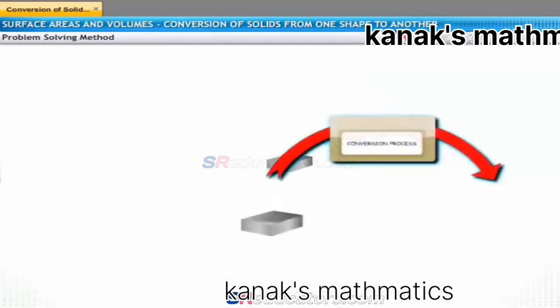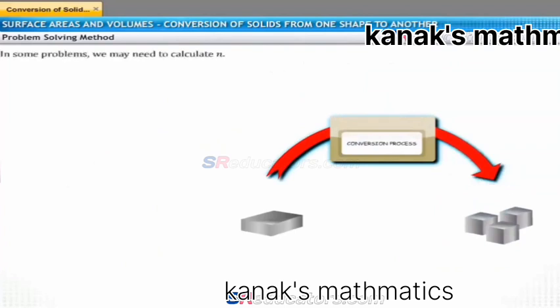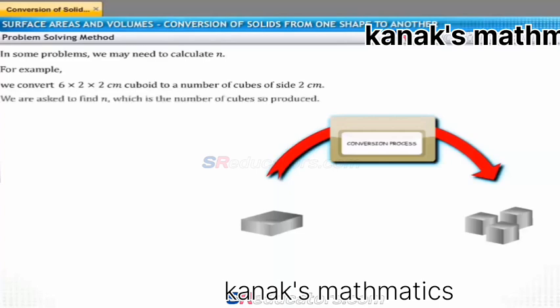In some problems that we will be asked to solve, we will be provided with the shape and dimensions of both objects. We will be asked to determine the value of n. For the example on the screen, we convert a cuboid of dimensions 6 × 2 × 2 centimeters to a number of cubes of side 2 centimeters. We are asked to find n, which is the number of cubes produced. We will equate the volumes to get 6 × 2 × 2 equals n × 2³. We will then solve for n to get n equals 3.